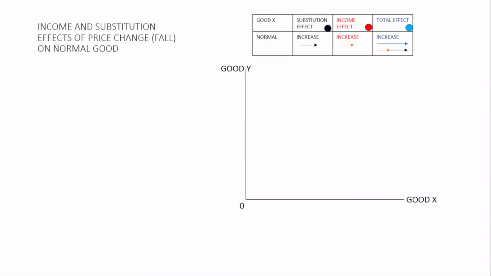Bismillahirrahmanirrahim. Assalamu alaikum everyone. In this video, we would like to see the income and substitution effect of a price change, which specifically is a price fall on a normal good.